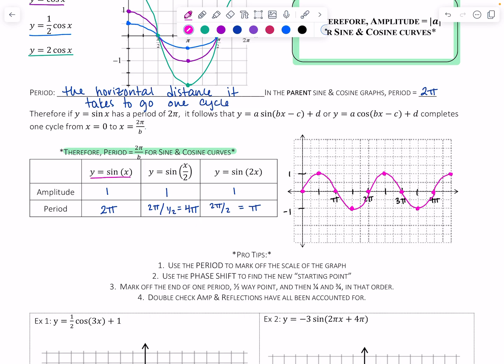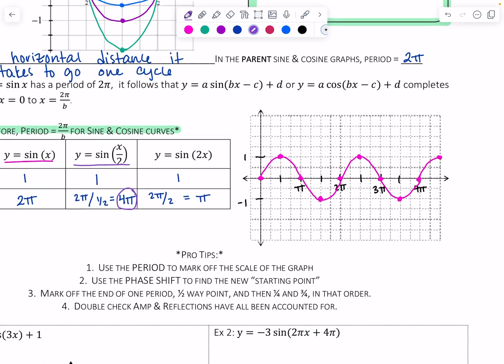There we go. Okay, so there's our parent function. Now let's look at what happens when we have x over 2. So I will take this in purple here, and we know that we now have a period of 4. So watch a little bit how I graph this. I will zoom in just a little bit here for you.